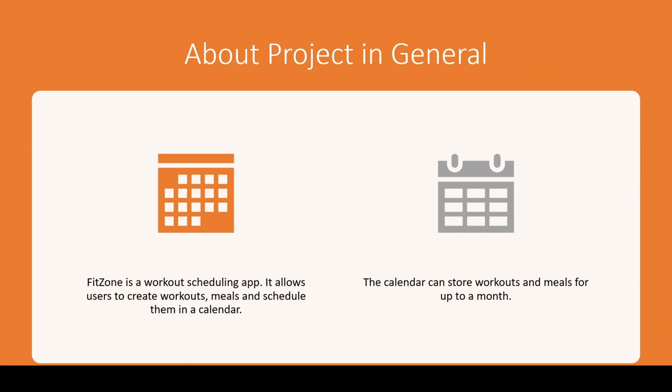So before I actually demonstrate the project, I want to talk about it in general. We have developed a workout scheduling app called FitZone. This is an app which allows users to create workouts, meals, and schedule them in a calendar. We have implemented this calendar so that it can store workouts and meals for up to a month. With the introduction out of the way, let's get into the app.